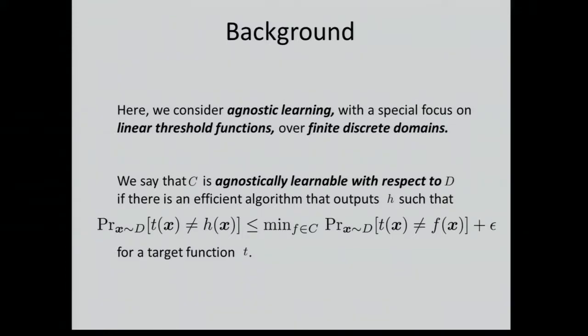This is just a definition of agnostic learning, which, like Adam, I don't want to spend a whole lot of time on. The concise idea is that we want to be epsilon competitive with some function class. So we say that a function class C is agnostically learnable with respect to a distribution D if we can output some hypothesis H such that for an unknown target function T, which we have access to through labeled random examples, the error of what we output is at most only epsilon worse than what the best thing in C would be.